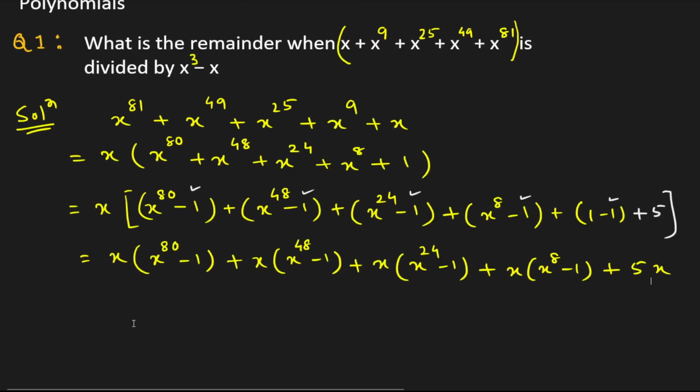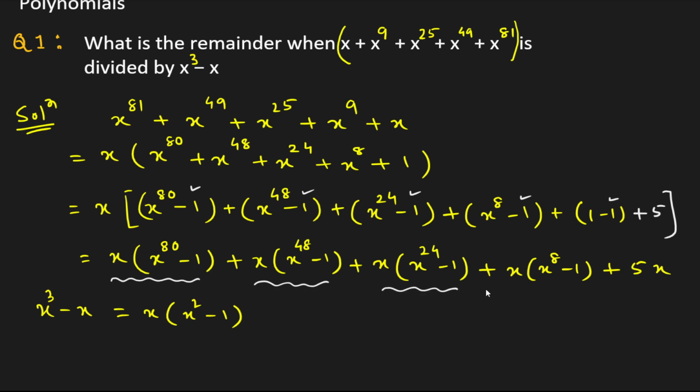Now you try to understand what we'll do now. This whole polynomial, we have to divide it by which term? x cube minus x. If we take x common, it is x times x square minus 1. Now you look at the terms: this is one term, this is another term, third term and fourth term. We'll talk about 5x later. Here we have two factors, so x is common, and when you divide, x cancels out. Now let us think, can we divide x to the power 80 minus 1 by x square minus 1?